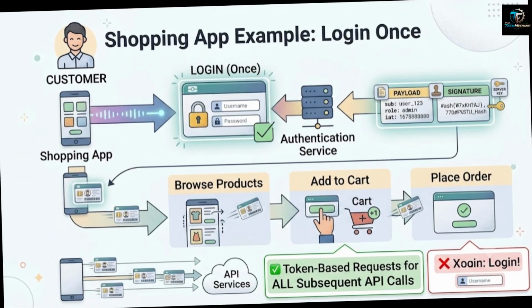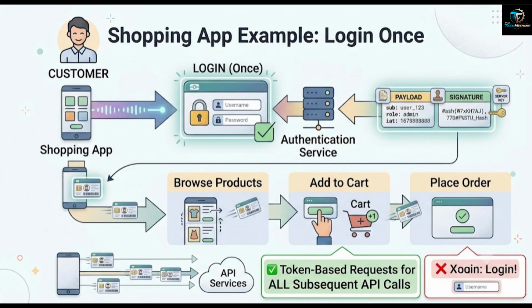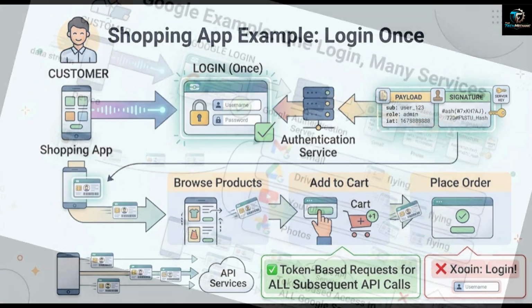Let's return to our shopping app. The customer logs in once using their username and password. The authentication service generates a JWT. Every future request, whether viewing products, adding items to the cart, or placing an order, includes the token instead of the password. This makes the application both secure and efficient.